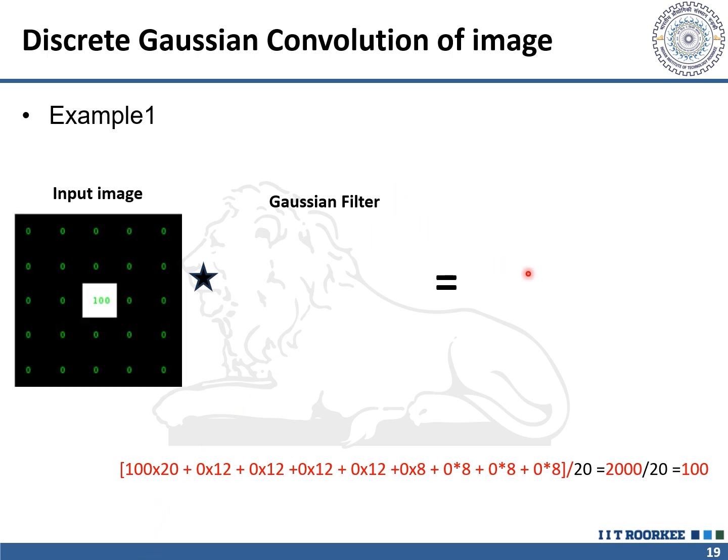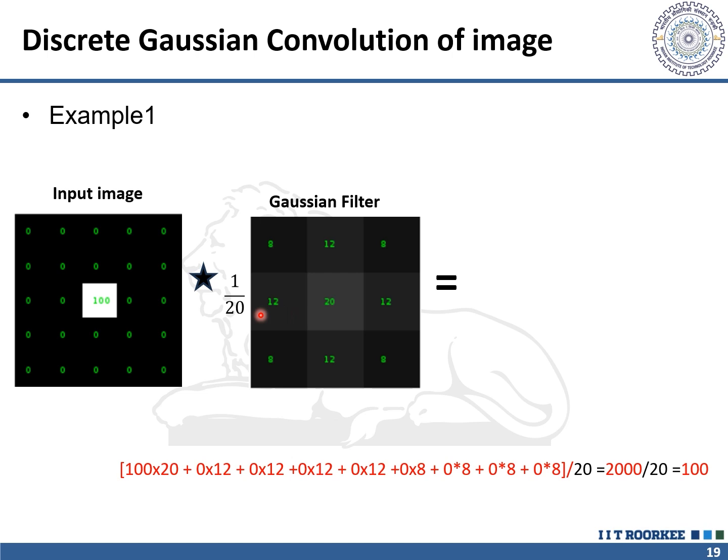So here is our input image, which consists of a 5 cross 5 pixel matrix. In the center you will see a white pixel whose value has been designated as 100, and the black pixel has been designated as 0, and any intermediate value between 0 and 100 will correspond to a color between black and white. As the value tends to 100, the pixel will be brighter. Okay, so this is our input image, and here is our Gaussian filter, which is 1 by 20, and this whole matrix is our Gaussian filter.